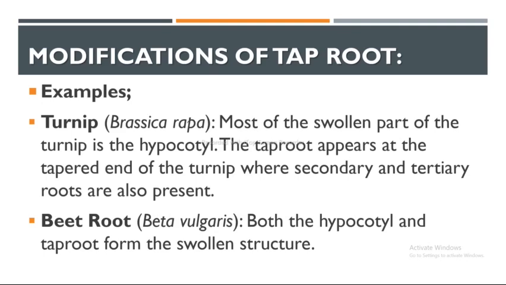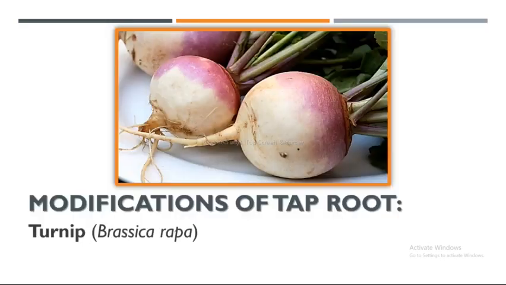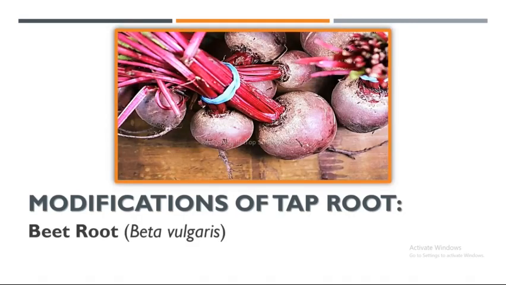Second example is beetroot, which is also known as Beta vulgaris. Both the hypocotyl and taproot form the swollen structure. So, modifications of the taproot: this is the turnip, which is also known as Brassica rapa, as shown in the figure. And this is the beetroot, Beta vulgaris, as shown in the figure.